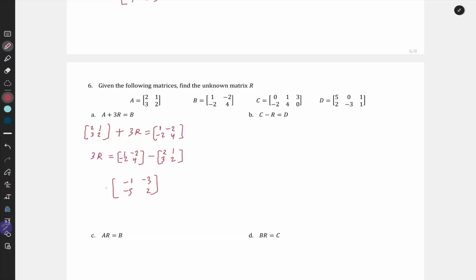Now, all of this is multiplied, actually no, because this is 3r, right? So we have to multiply 3r by 1 over 3, so it cancels it. So we have to multiply this by 1 over 3 again. So r, and then negative 1 over 3, negative 5 over 3. Now that is how you also solve for an unknown variable.